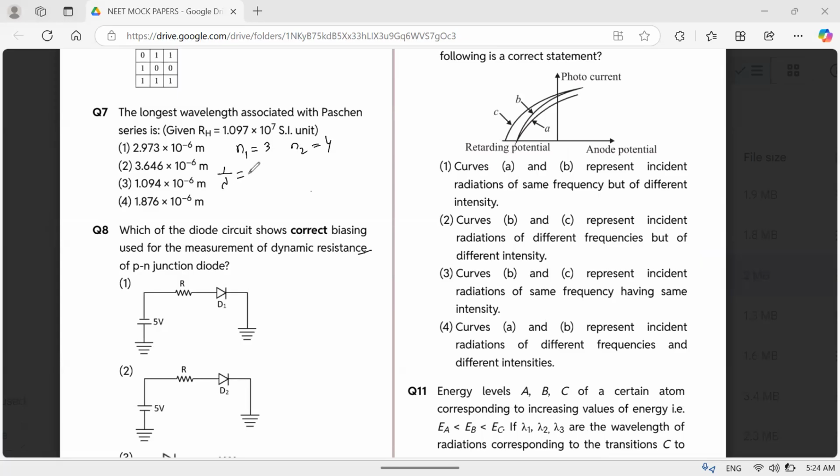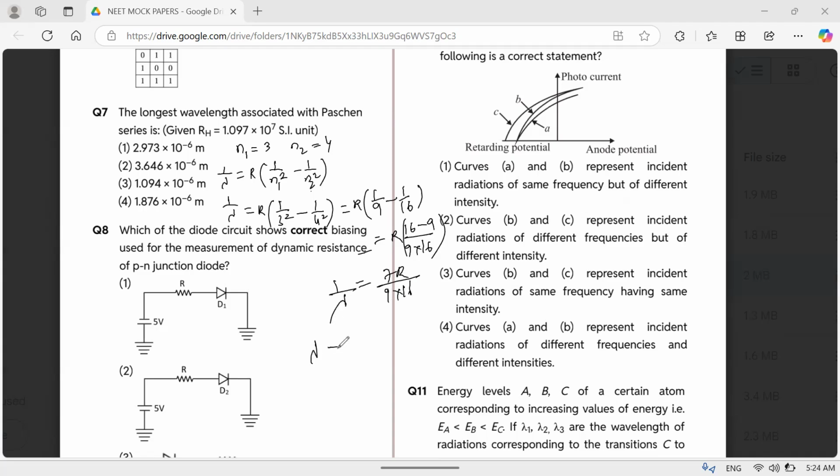So it is 1 by lambda is equal to R into 1 by N1 square minus 1 by N2 square. Isn't it? So 1 by lambda is equal to R into 1 by 3 square minus 1 by 4 square. 1 by 3 square is 9, 1 by 4 square is 16. LCM will be equal to 9 into 16, and this is 16 minus 9. 16 minus 9 is how much? 7. 7R divided by 9 into 16. This is 1 by lambda. So lambda is equal to 9 into 16 divided by 7R.